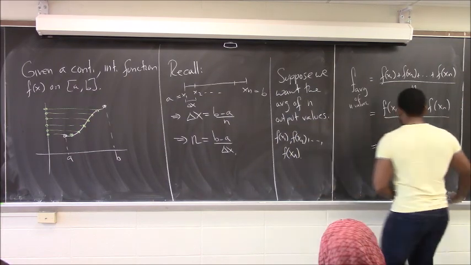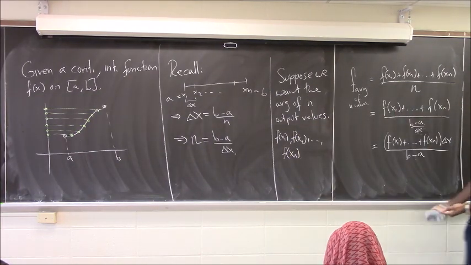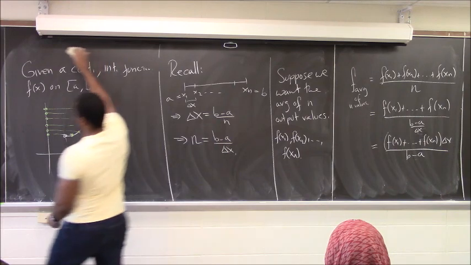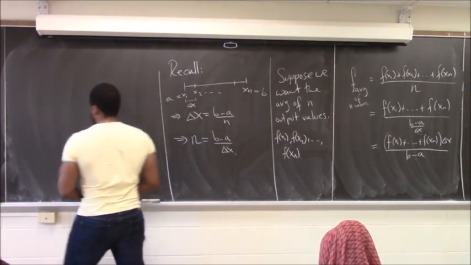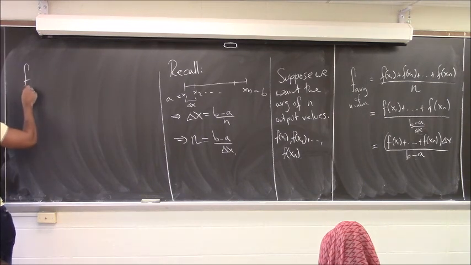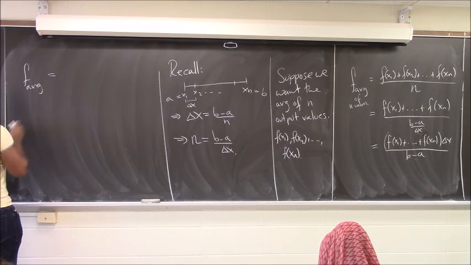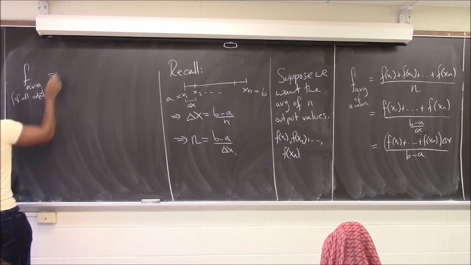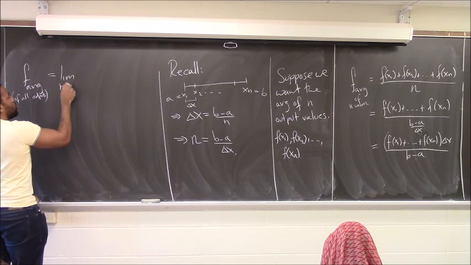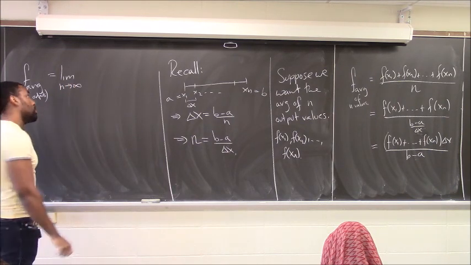What if you want to talk about all the values? Well, let n go to infinity. So the average value, this is of all values, of all outputs. Well, let the number of points I'm selecting go off to infinity.